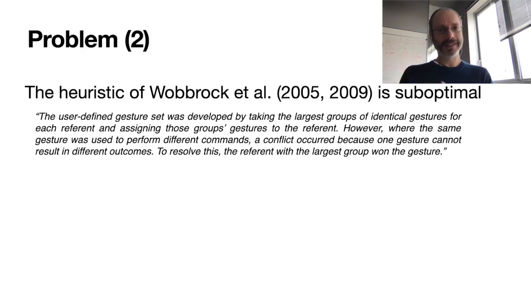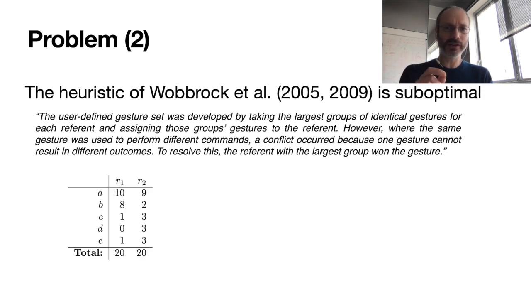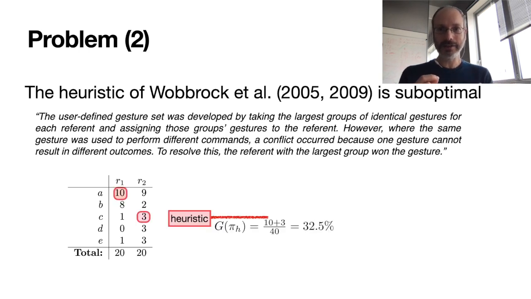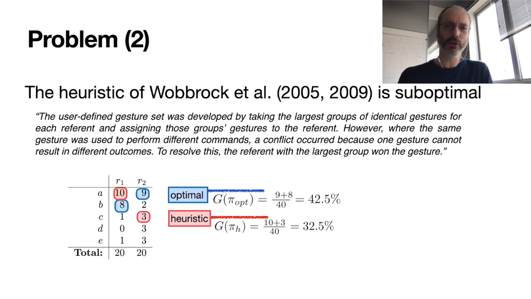Second problem. It's easy to verify that Wobbrock's heuristic is not optimal. Consider this matrix that shows the distribution of participant sign proposals for 2 referents. The heuristic will map the sign A to the first referent and sign C to the second. If we calculate the guessability of these mappings, we find a score of 32.5%. But if we look more carefully, we can find a better solution, this one here, with a clearly higher guessability.